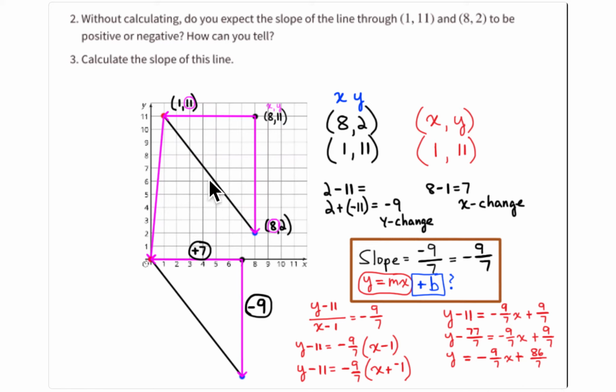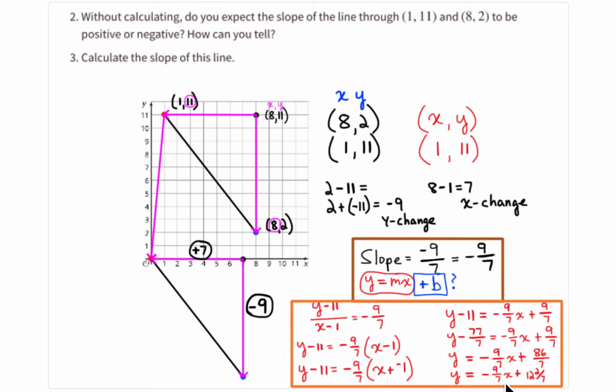And so where does this cross the y-axis? Well, 86 7s is what mixed number? 86 7s is 12 and 2 7s. 12 times 7 is 84, and you have 2 7s left over. So this is 12 and 2 7s, and that's about right. If you go up here and extend this line up, you're going to go past the 12. It's going to be just 2 7s beyond that 12.